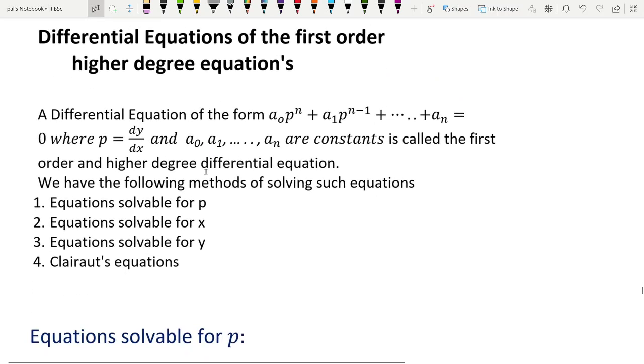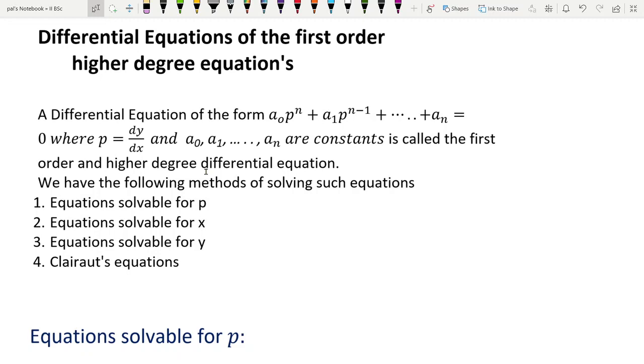First order higher degree differential equation is usually in this form: a naught into p to the n plus a1 into p to the n minus 1 plus and so on, an is equal to 0, where a naught, a1, an are constants. Here p is the standard notation for dy by dx. We denote dy by dx as p just for our convenience. We call this the general format of the first order higher degree differential equation.